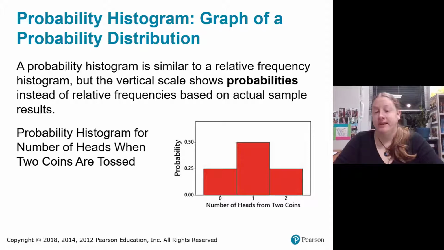You can see that at 0 and 2, the probability is 0.25, as the height of that bar is 0.25. And for 1 head, the probability of getting 1 head is 0.5, because the height of that bar is 0.5.